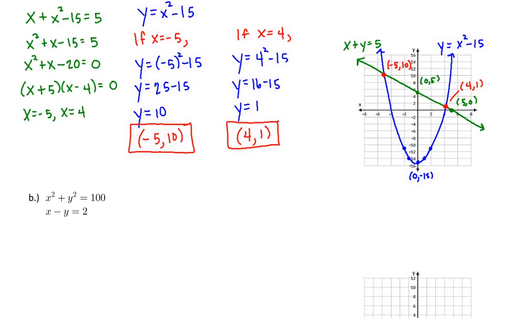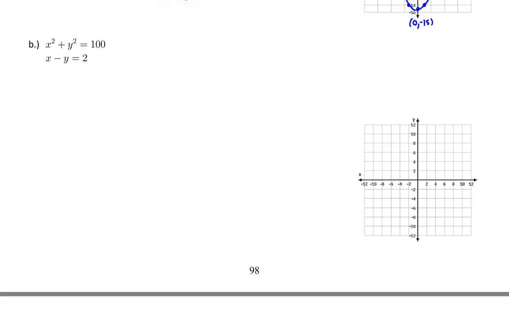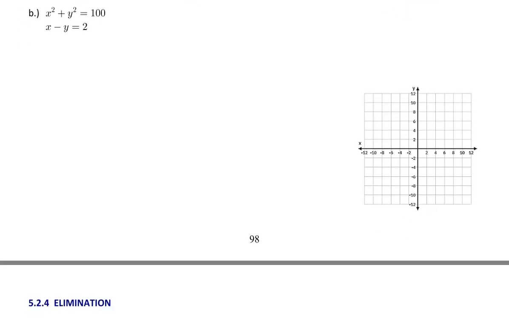Let's try another example. So we have the two equations, x squared plus y squared equals 100, and x minus y equals 2. And we want to solve the system by substitution. So first we need to isolate one of the variables in one of the equations. The second equation will be easier to work with because both of those variables have an easy to work with coefficient and no exponents on the variable. So I'm just going to solve for x by adding y to both sides.